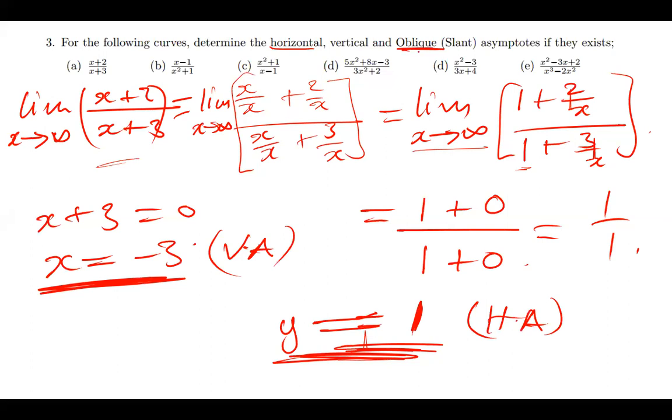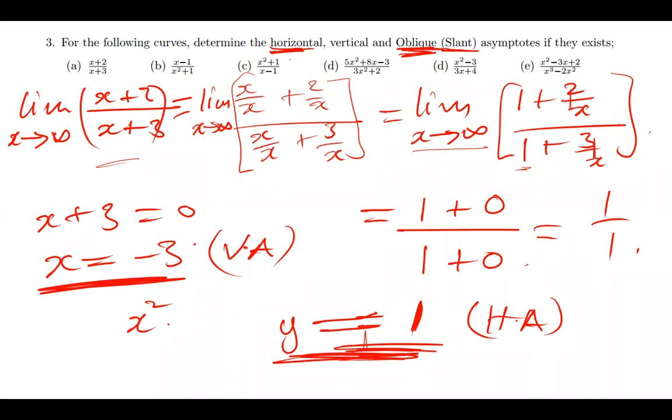The oblique asymptote is sometimes known as the slant asymptote. So now how do you find it? Every time you discover that any given curve has a horizontal asymptote, it means that it doesn't have the oblique asymptote. Since we have managed to find the horizontal asymptote, it means that the oblique asymptote does not exist.